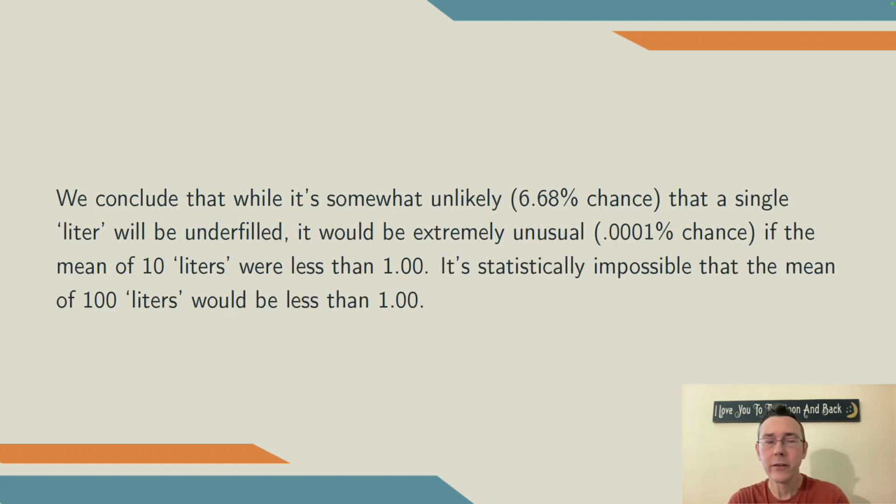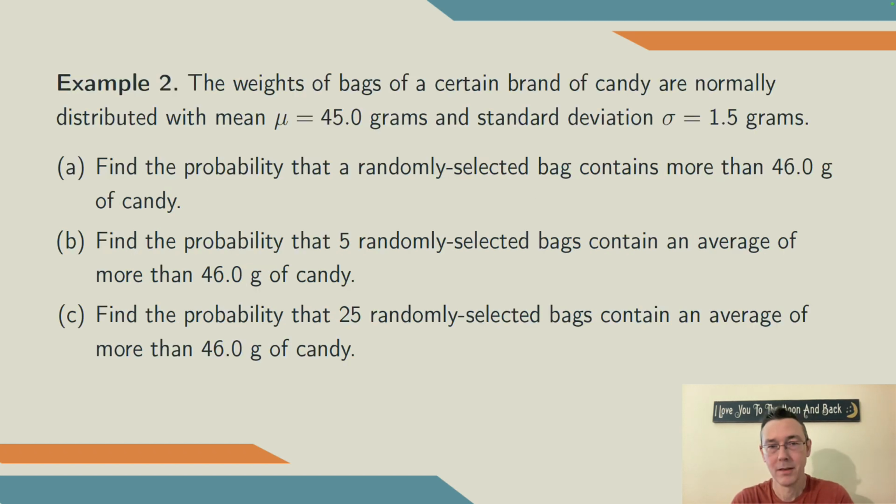In summary, it's somewhat unlikely that a single liter will be underfilled. So, a 6 or 7% chance that you get shorted on 1 liter. On the other hand, it would be extremely unusual if the mean of 10 liters were less than 1. So on average, if you get 10 liters, you aren't going to get shorted, except in very, very rare circumstances. On the other hand, it's statistically impossible to get a sample mean of 100 liters that would be less than 1. The probability, something like 10 to the negative 51st, just isn't going to happen.